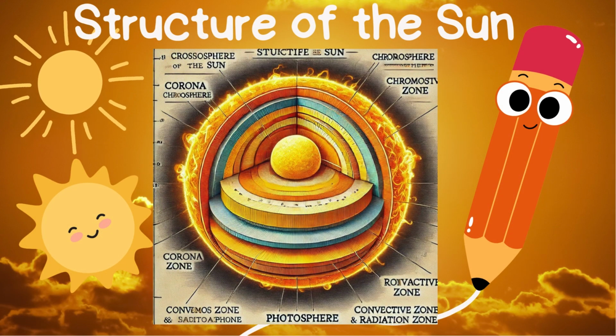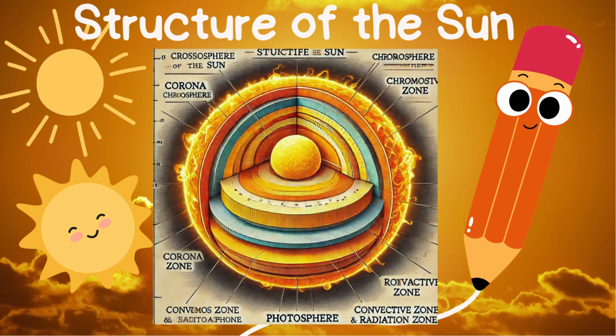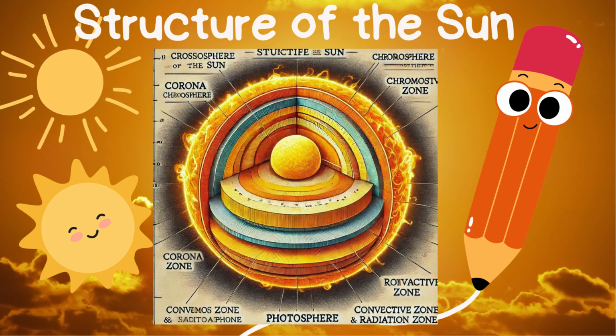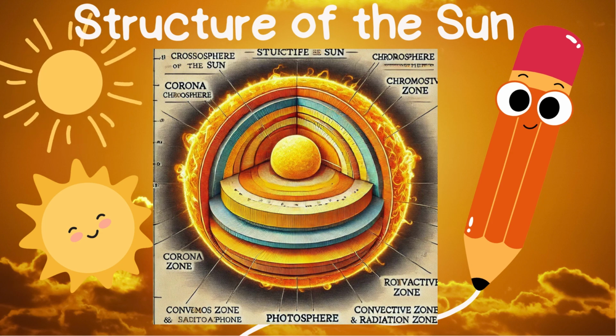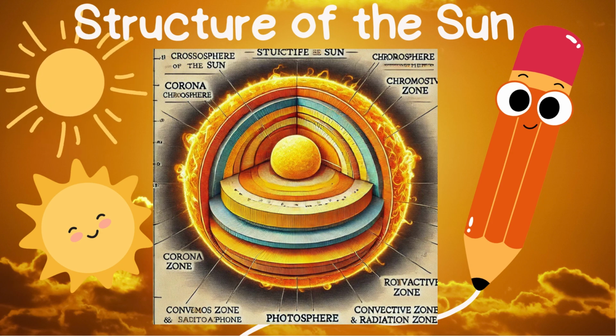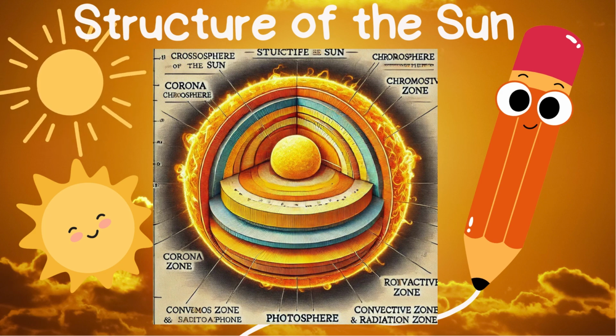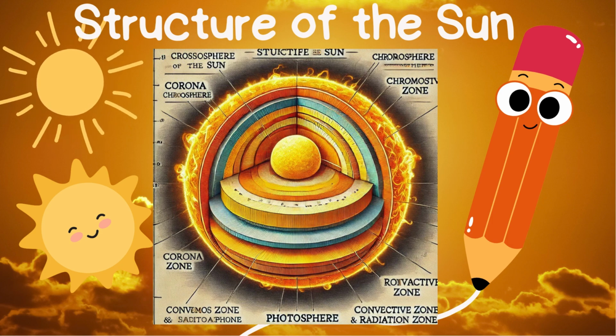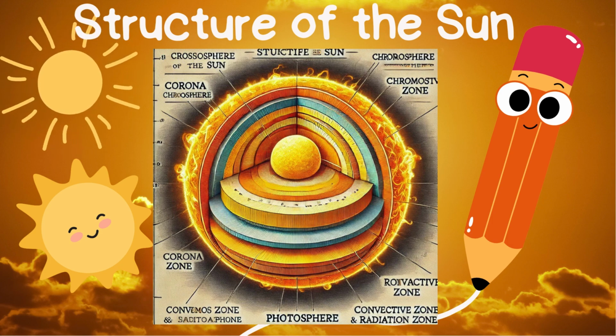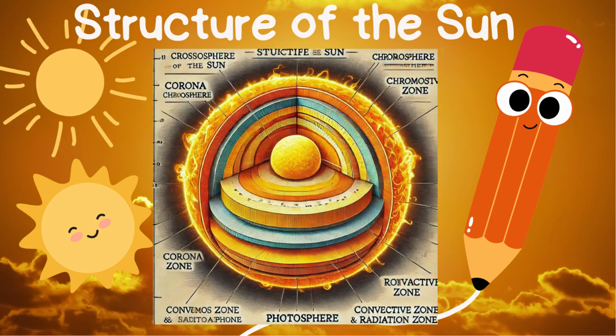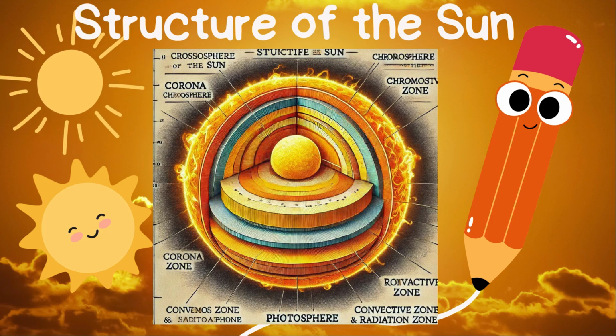The Sun has six layers. Three layers, the corona, chromosphere, and photosphere, comprise the Sun's atmosphere or outer layer. The other three layers, convective zone, radiative zone, and core, comprise the inner layers, or the parts of the Sun that are not seen.